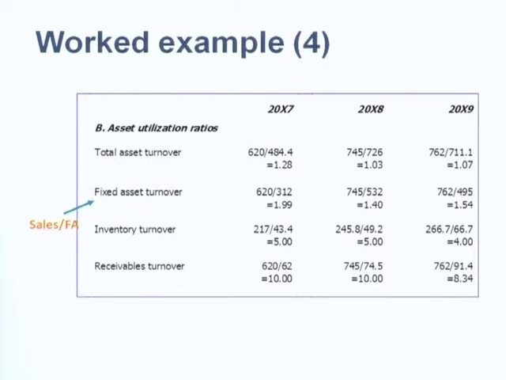Like total asset turnover. This is B, asset utilization ratio. Total asset turnover is sales divided by total assets. Higher is better. So you are worse from 07 to 08, and then from 08 to 09, you are a little bit better.